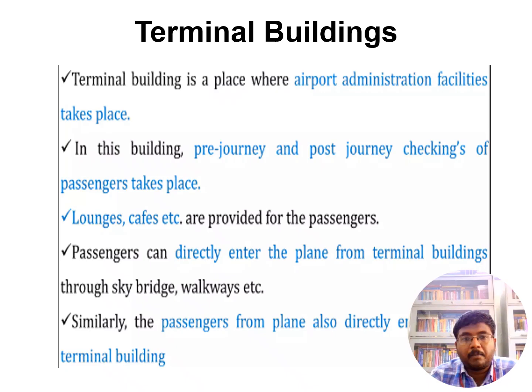The terminal building is a place where the entire airport administrative facilities take place. In this building, pre-journey and post-journey check-in of passengers takes place. Passengers can directly enter the plane from the terminal building through the walkways or bridges present in the airport.